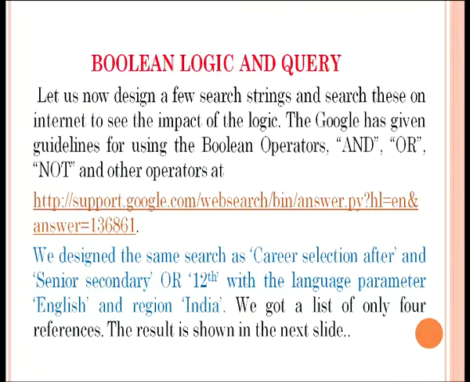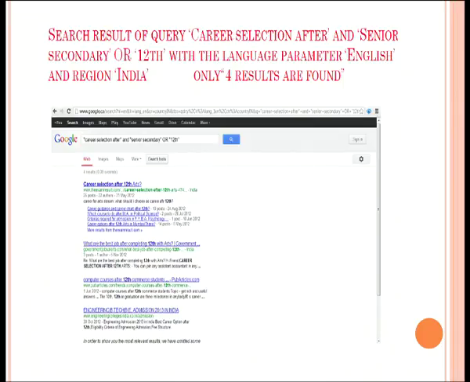We designed the same search, career selection after the senior secondary or 12th, with the language parameter, that was English, and the region was India. We got a list of only 4 references, which the result is showing in our next slide. You can see when we put the Boolean operators in between the same search string, how few outputs we are getting. This is showing the results.